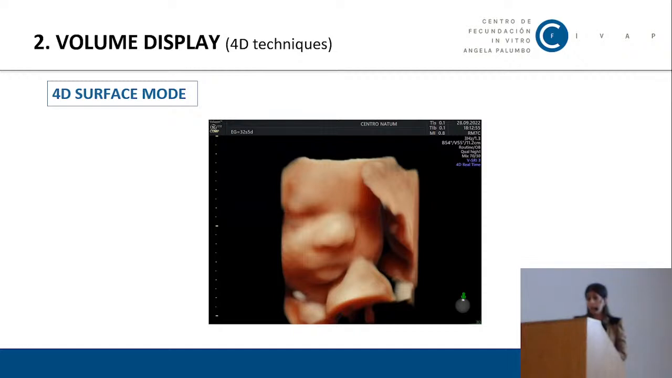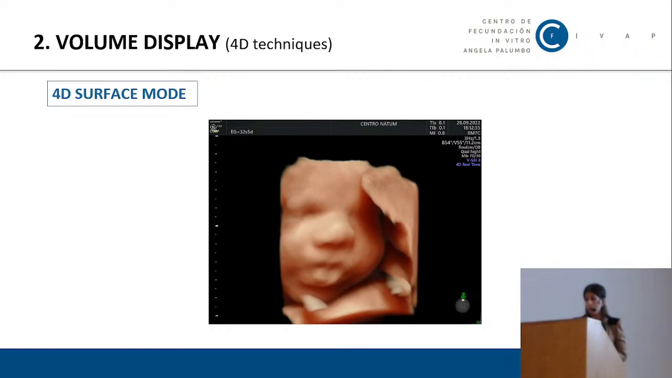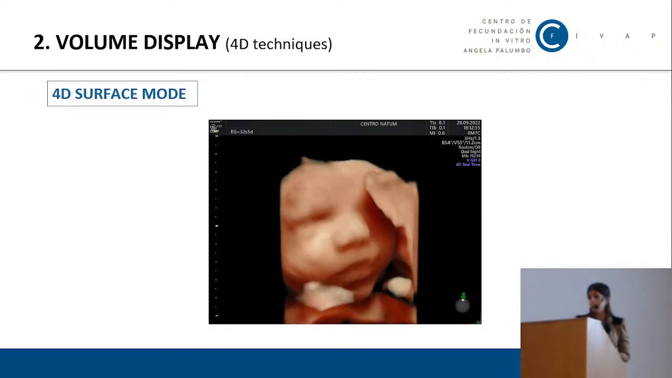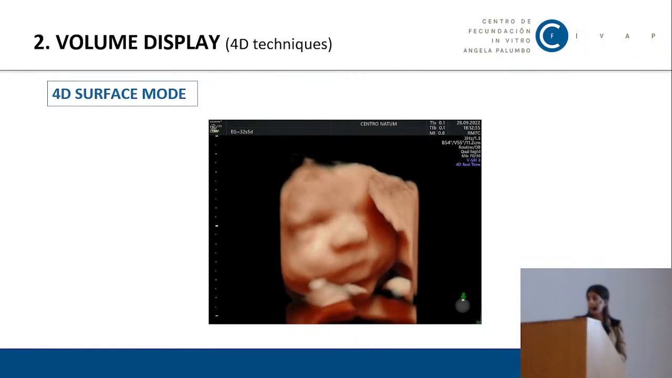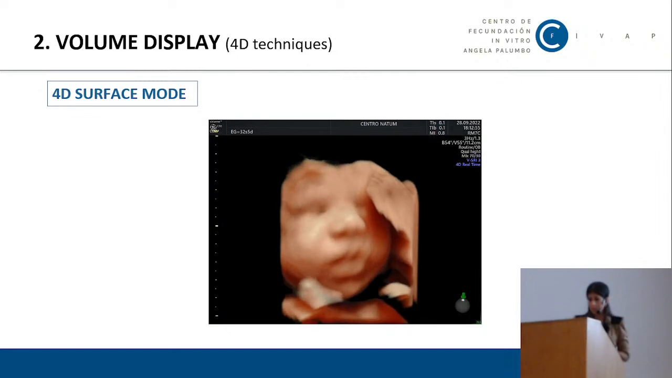There is also surface mode in 4D display, and it is a fast acquisition of up to 35 volumes per second. Both the surface and the movements of the fetus can be demonstrated continuously on the screen, and this enables the operator and the parents to observe the movements of the fetus, such as yawning, sucking, swallowing, mimicking, and body and leg movements.